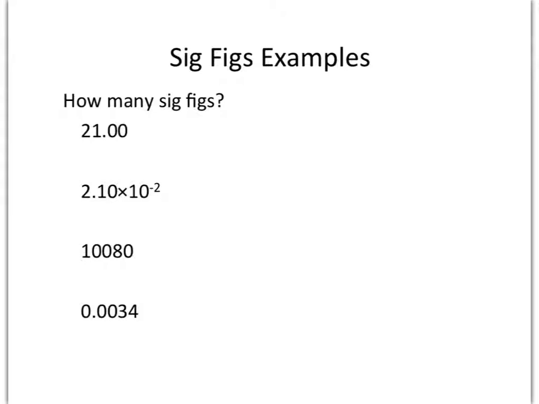Any zeros to the right of the decimal point are significant, and to the right of other non-zero digits, and any zeros between non-zeros. All right. So how many sig figs for this one right here? Well, these two zeros are to the right of the decimal point and to the right of non-zeros. So that means they're significant as well as these guys right here. And so we would have 4 significant figures. All those are significant. All right?